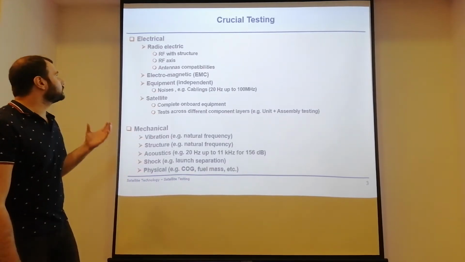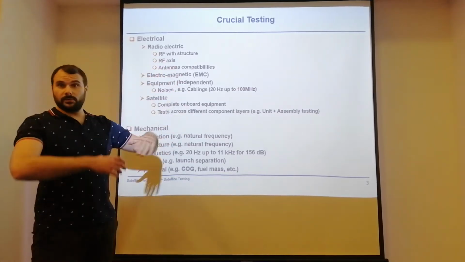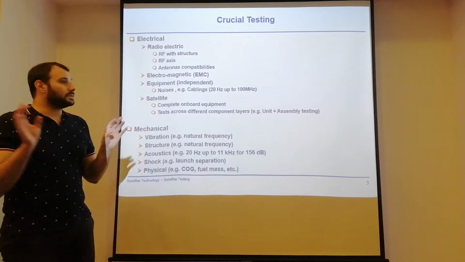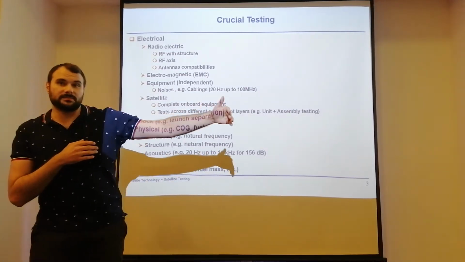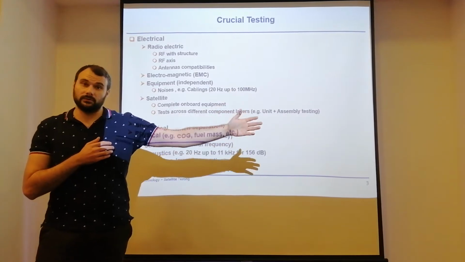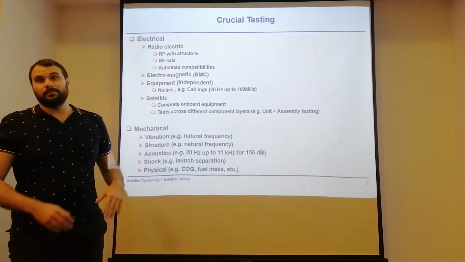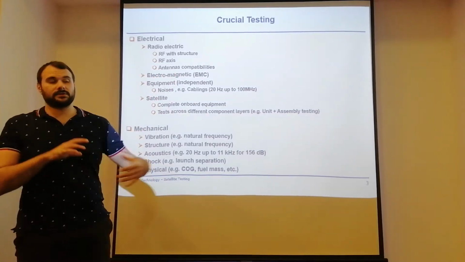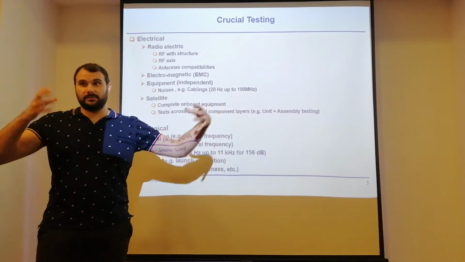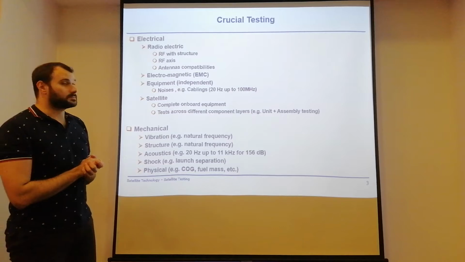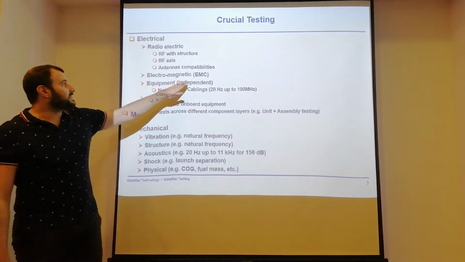The critical testing involves the radioelectric testing for the RF tests with the installed structure, but also the RF axis. So for instance, is the satellite transmitting in the right direction where you're expecting it to be? But it also comprises the antenna compatibilities. So if you have two ground stations, are they able to recognize each other, and are they able to determine the signals being transmitted between the 2 points? You have electromagnetic testing, especially the EMC tests.